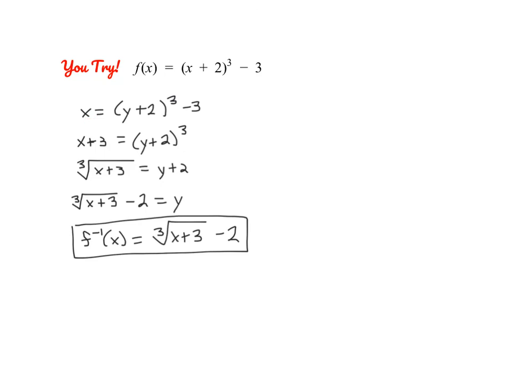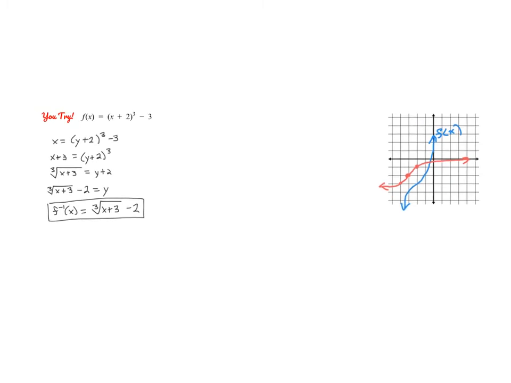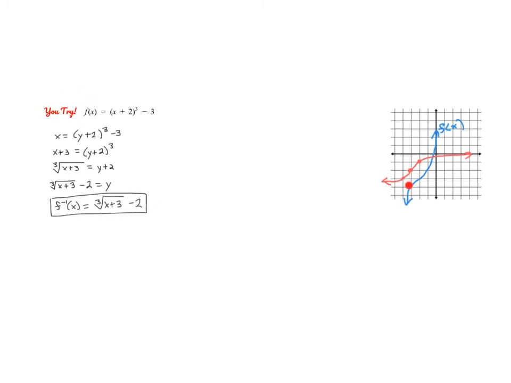Swap x and y. Your first step should be to add 3, and then you take the cube root of both sides, and then you can subtract the 2. Make sure that plus 3 is inside your cube root, and the minus 2 is outside. Really quick, if you want to look at the graphs, this is what your function looks like. f of x is in blue, and then f inverse of x is in red. You can see that it is reflected over that line, y equals x.